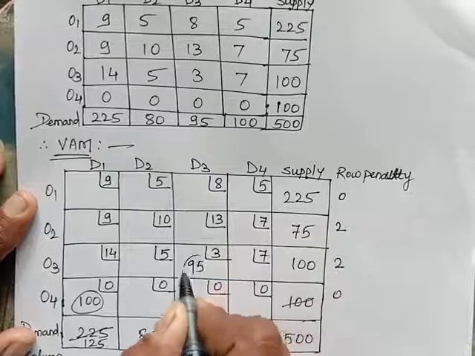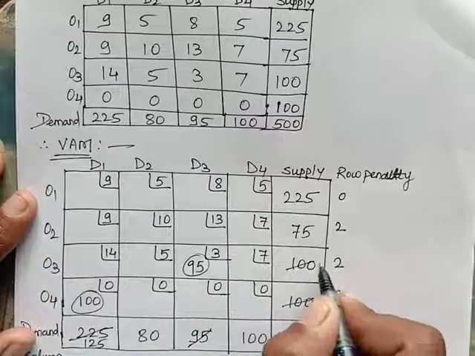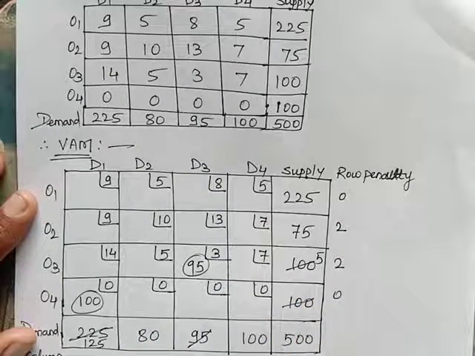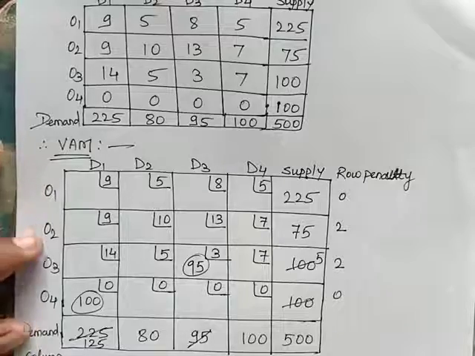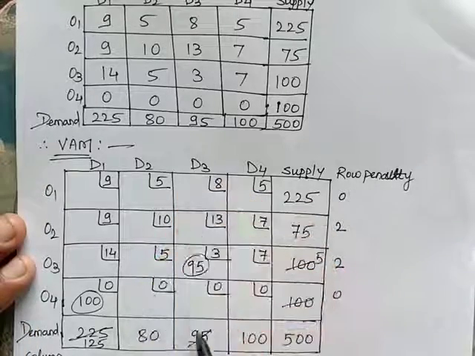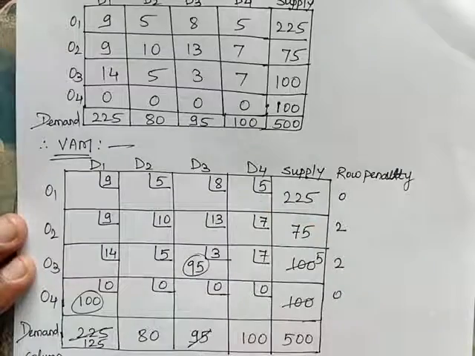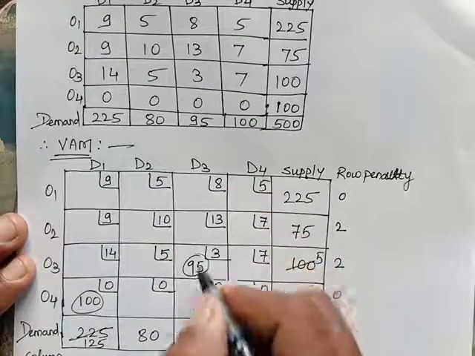So I will do the allocation here. This 95 is satisfied. How much is left here? 5 are left. Fine. Now due to that, what happened? This column is satisfied. As the column is satisfied, now further, what happened?